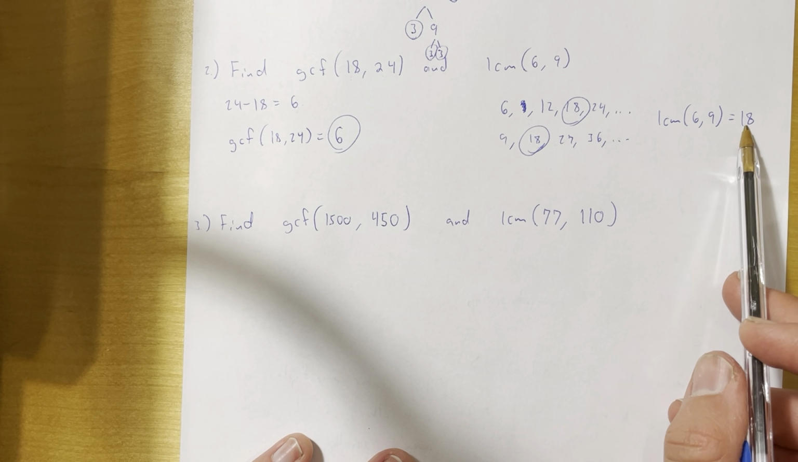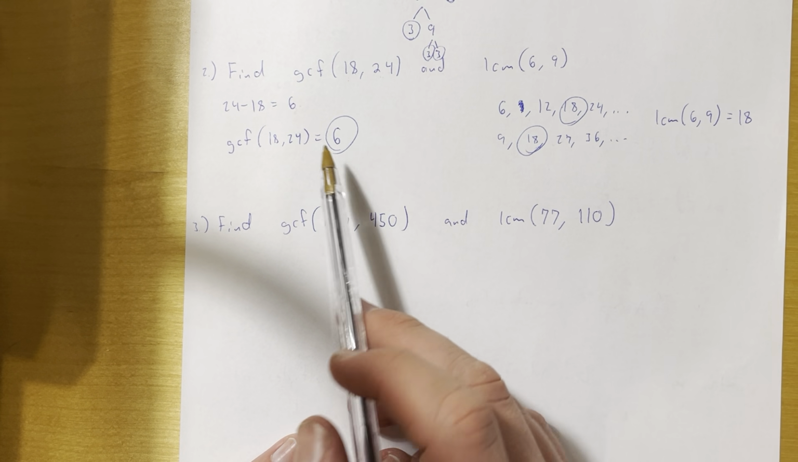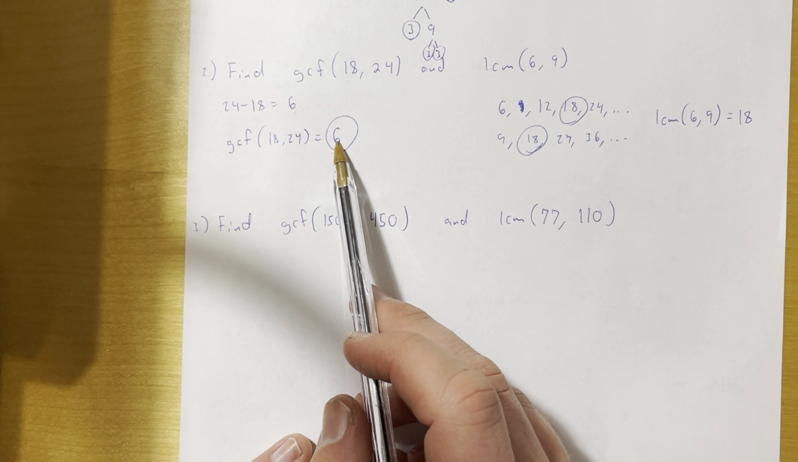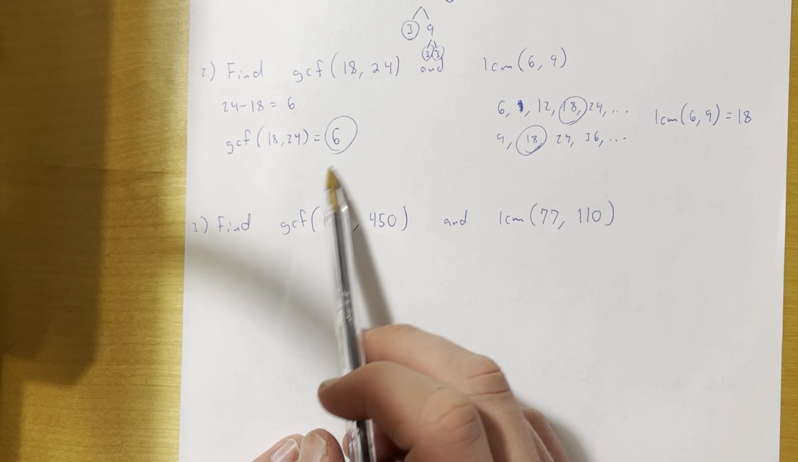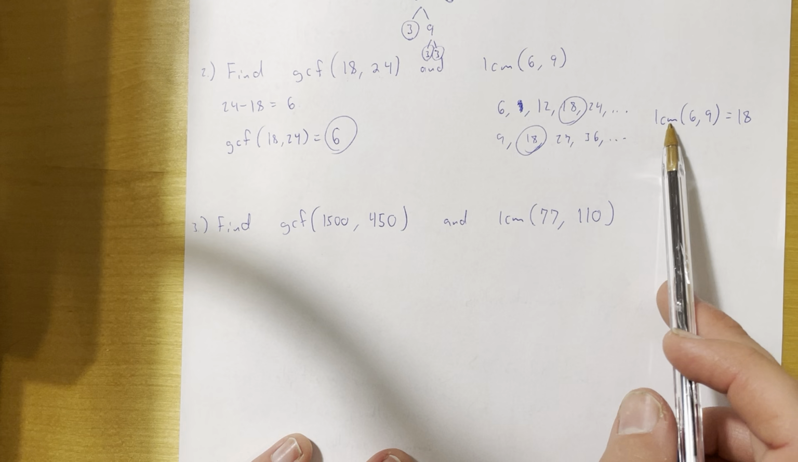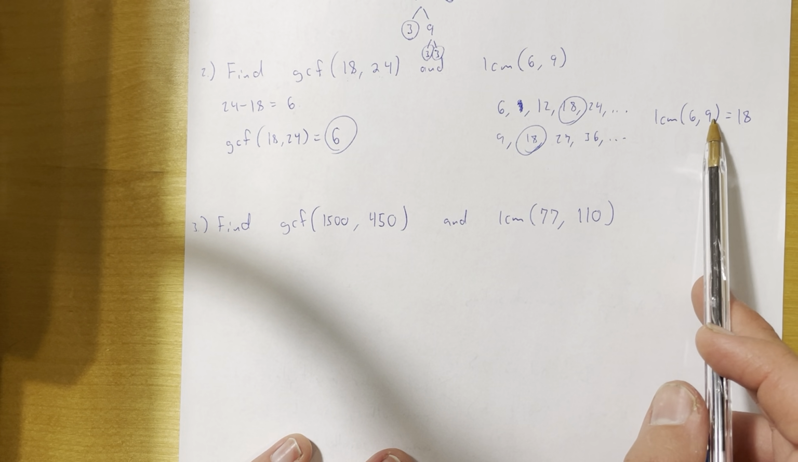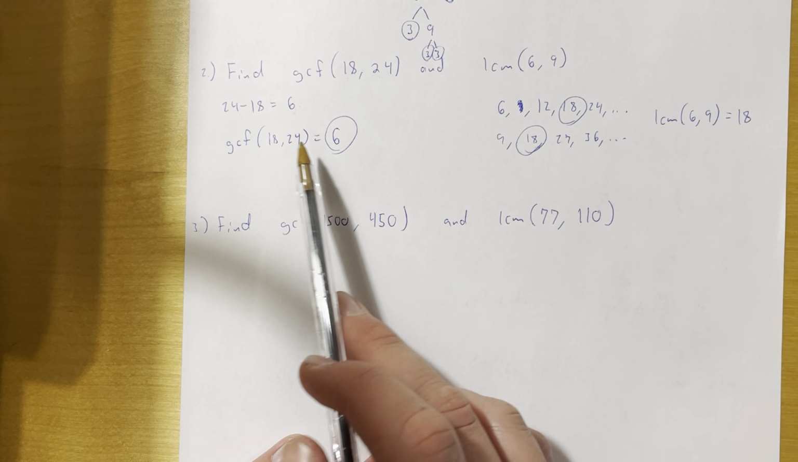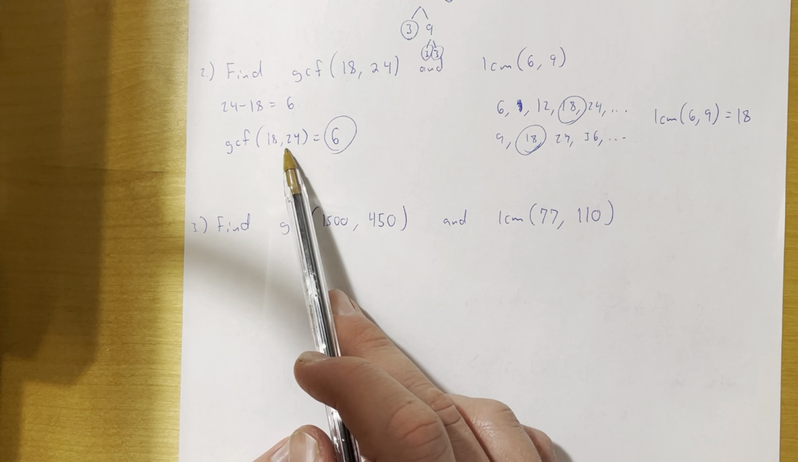Notice that the LCM ended up being larger than both numbers, whereas the GCF in this example was smaller than both numbers. They don't have to be that way, but I could tell you that the LCM can never be smaller than either of these, and the GCF can never be greater than either of these.